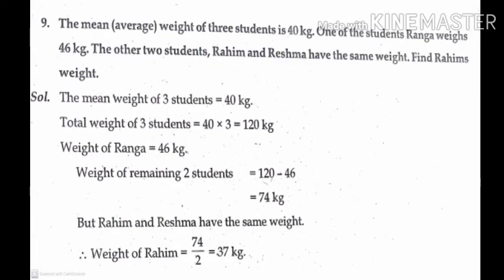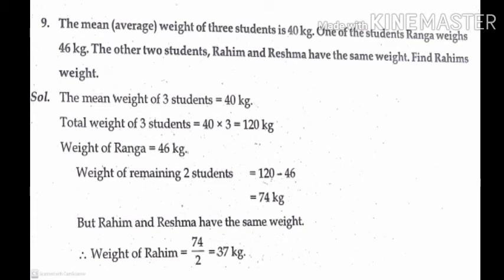Next, ninth question. The mean weight of 3 students is 40 kgs. One of the students, Ranga, weighs 46 kgs. The other 2 students, Rahim and Reshma, have the same weight. Find Rahim's weight. Solution.